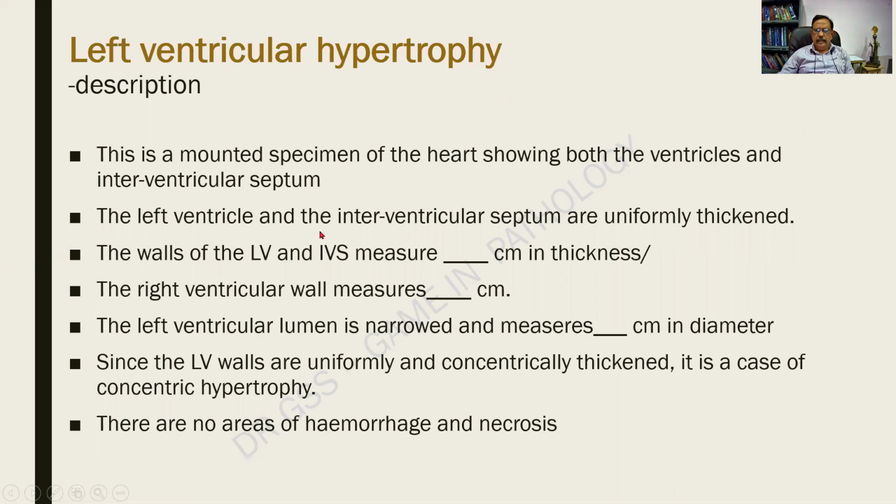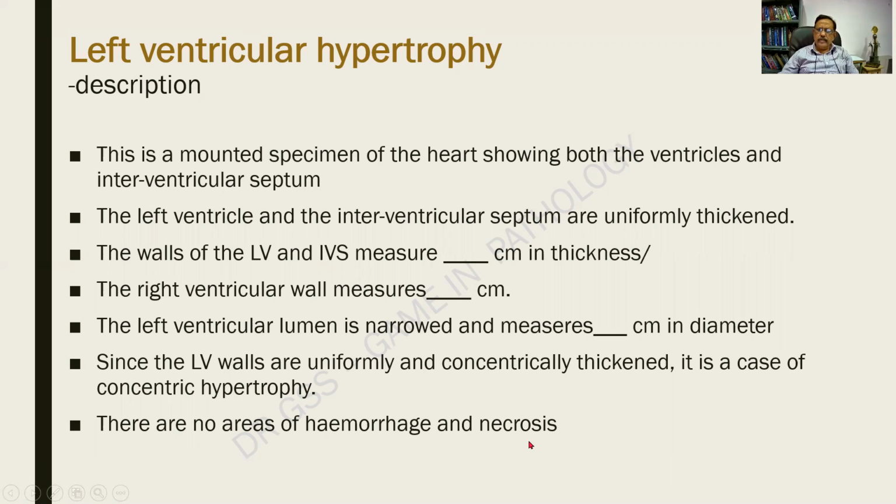The left ventricle and the interventricular septum are uniformly thickened. The walls of the left ventricle and the interventricular septum measure so many centimeters in thickness. Please do measure and write it. The right ventricular wall measures so many centimeters, and the left ventricular lumen is narrowed. It measures so many centimeters in diameter. And since the walls of the left ventricle are uniformly and concentrically thickened, it is a case of concentric hypertrophy.